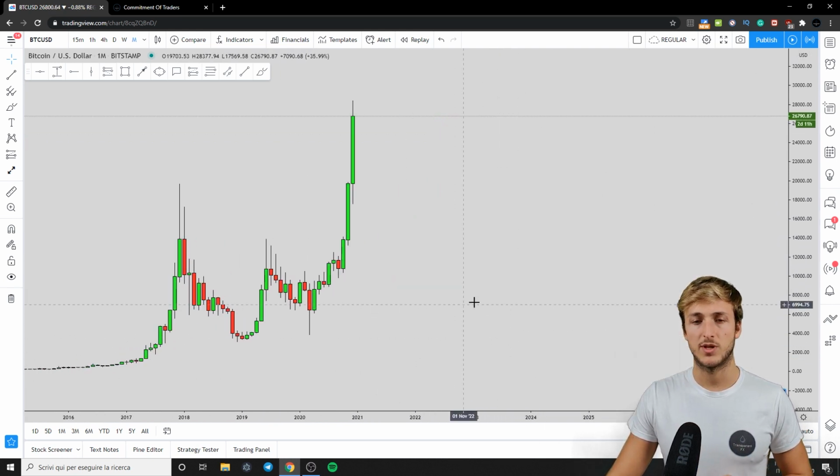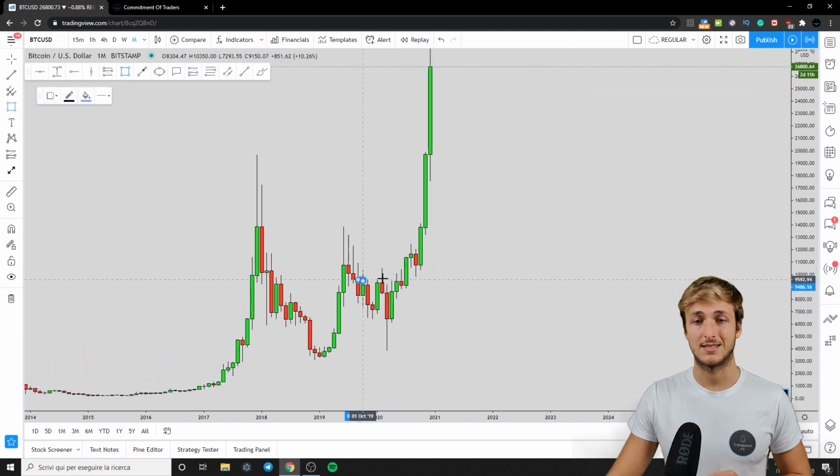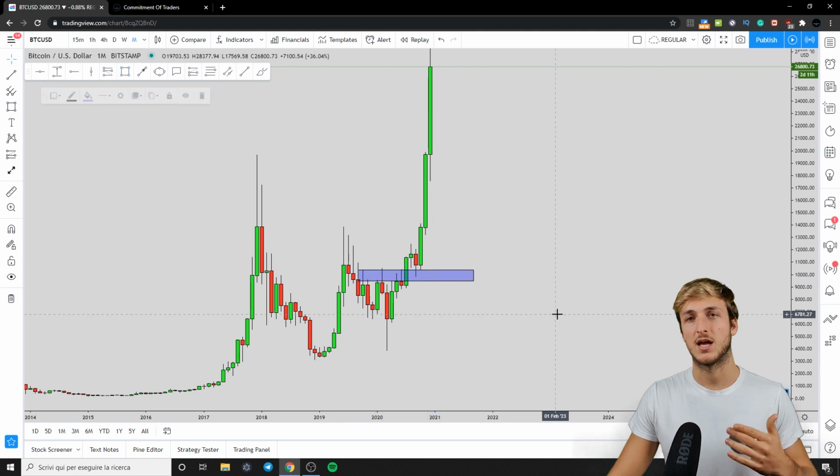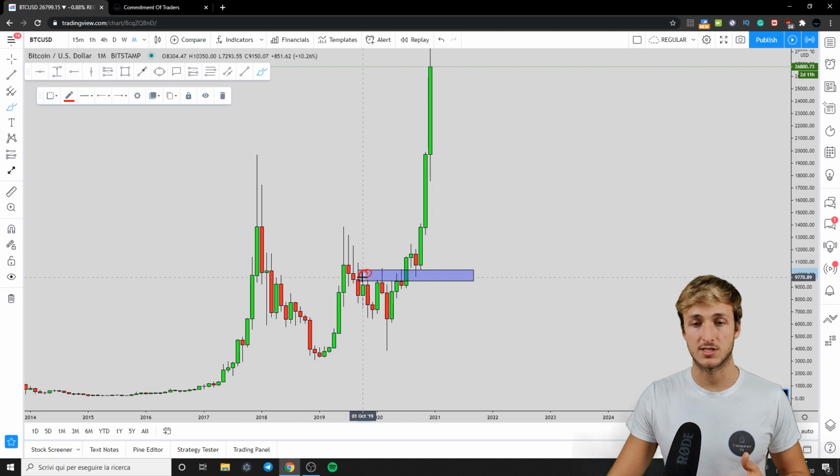Now, starting here from the monthly time frame, what we can see is that the market had tested and rejected multiple times a very important resistance area, which was this zone here, which was tested here as resistance, again tested here as resistance, again here acted as resistance.